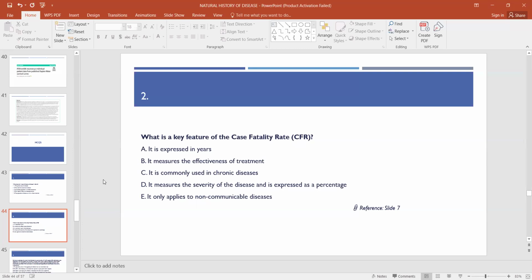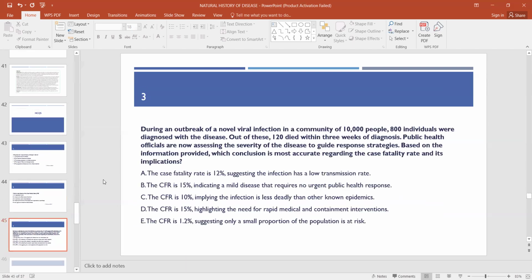Yes, D is the right option. It measures the severity of the disease and is expressed as a percentage.